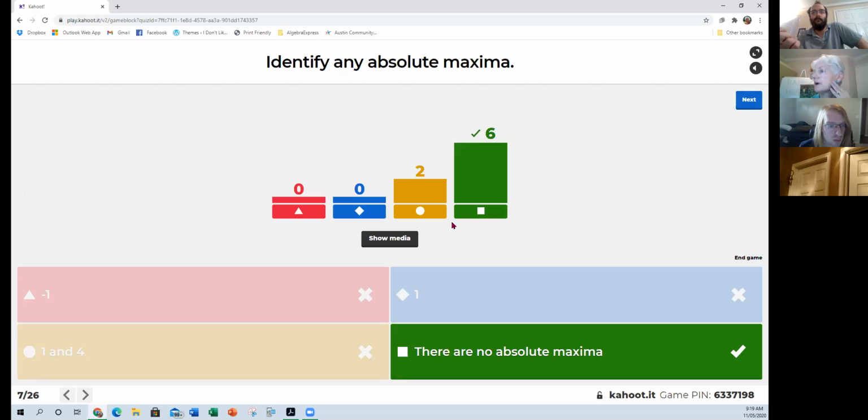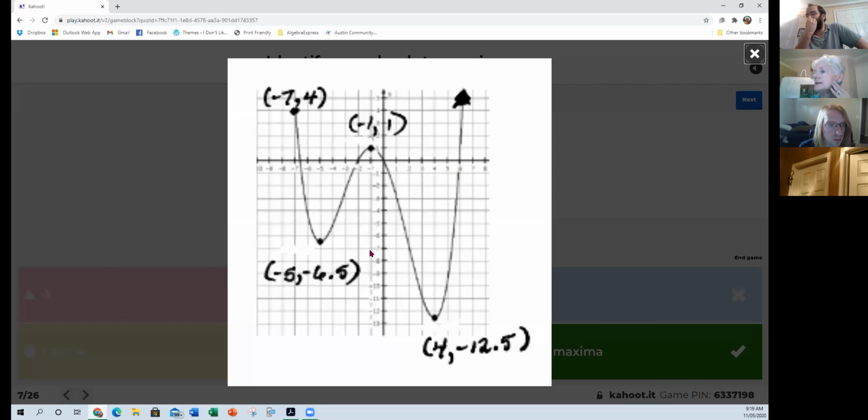Okay, most of y'all got that. All right, this has no absolute maxima because that arrow tells us that this keeps going to infinity. Infinity, you can't count that because it just goes on and on forever. So there is no absolute maxima.